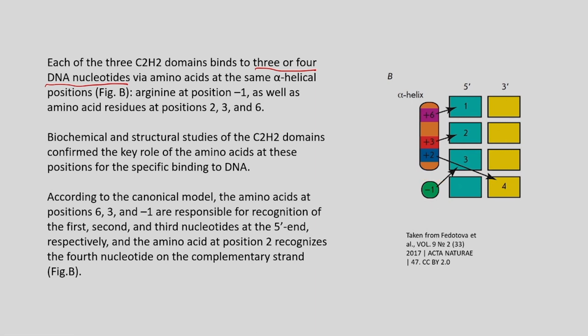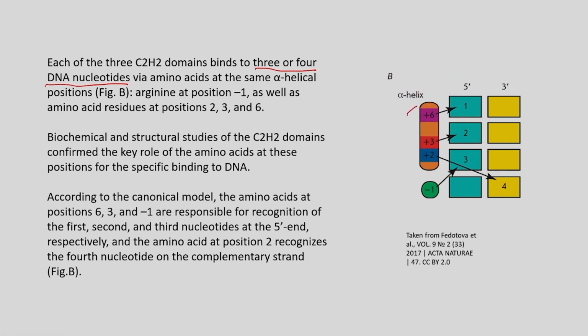The biochemical and structural studies of these C2H2 domains confirm the key role of the amino acid at these positions for the specific binding to DNA. There is a canonical model which suggests that the amino acids at positions 6, 3 and -1 are responsible for recognition of the first, second and third nucleotides at the 5 prime end of the forward strand of the DNA respectively.